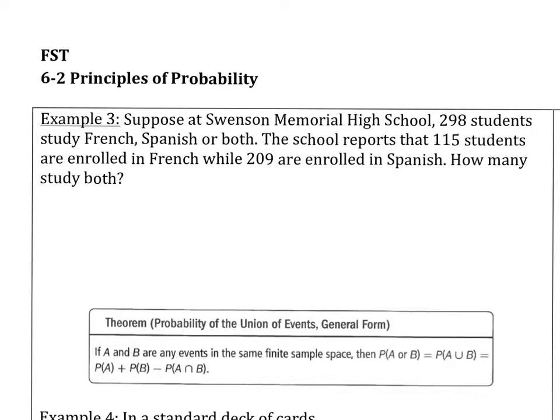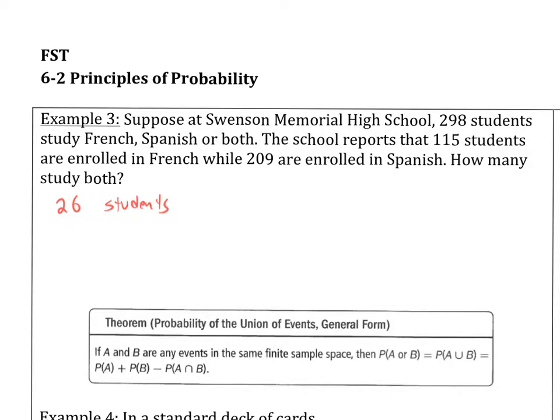So the answer is actually 26 students. And let's see how we got that. The book will have a more complicated way to do it. I'll just explain a faster way. Notice that when the school counts how many students study French, Spanish, or both, all they do is just say, well, how many are enrolled in the classes? And when they add it all up, they get 298 students total.